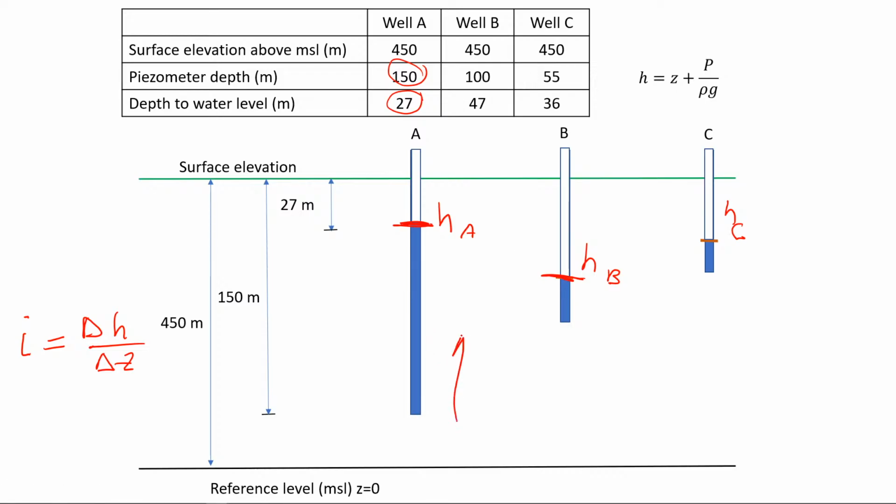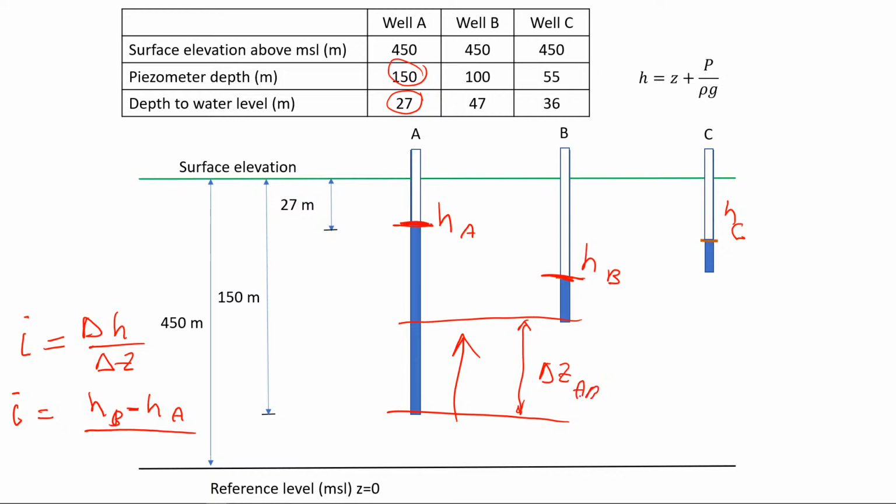What does this mean? This means that you will have an upward gradient. So how do you find this upward gradient? From A to B, that would be HB, whatever value you'll get from here, minus HA, whatever value you'll get from here, over the distance. That distance would be delta Z between A and B. Okay, so that's how you solve.